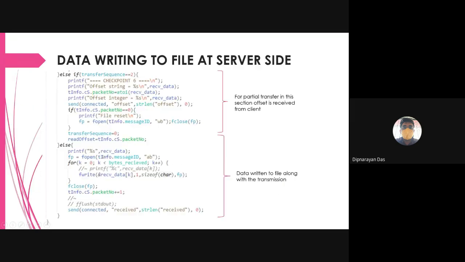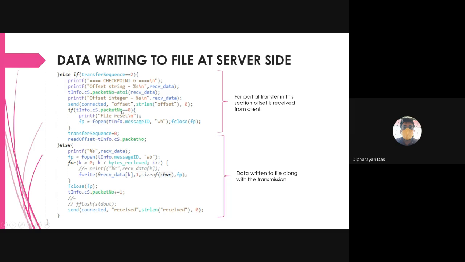So, okay, let's show you this part first. Here it is already for else if the transfer sequence is 2. That means when the client sends some data again, this code block will run, because it is already implemented there. When it receives the offset part, it will convert it and again save the data.